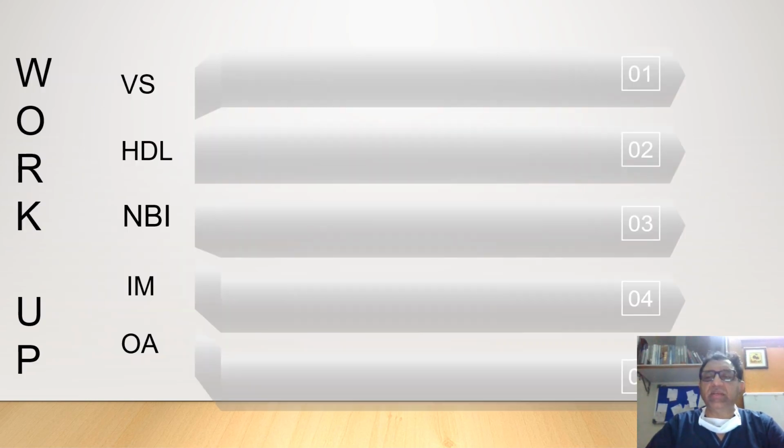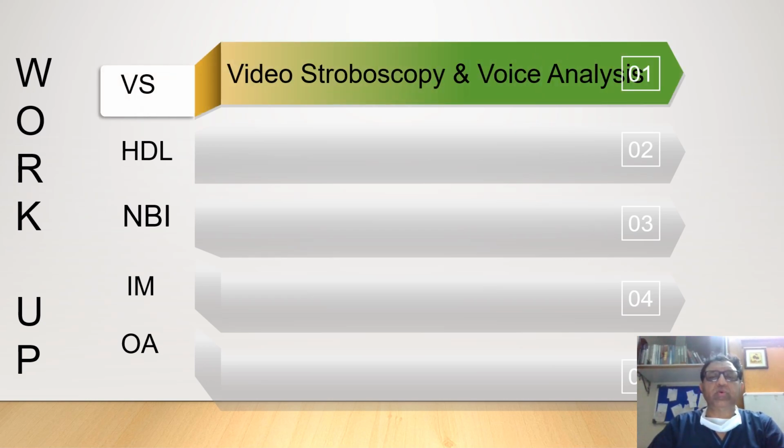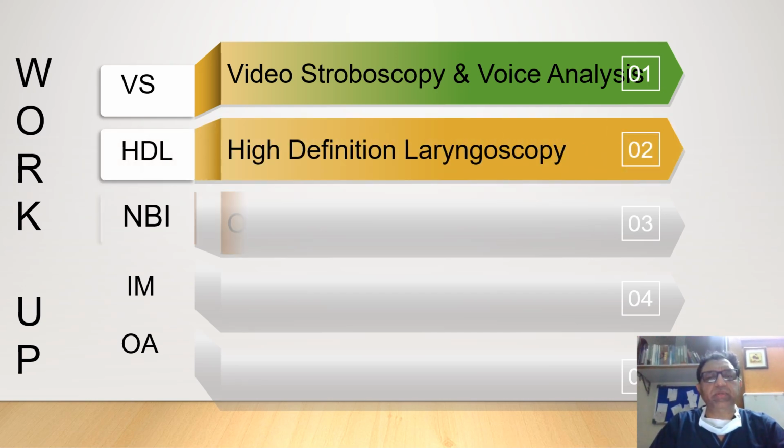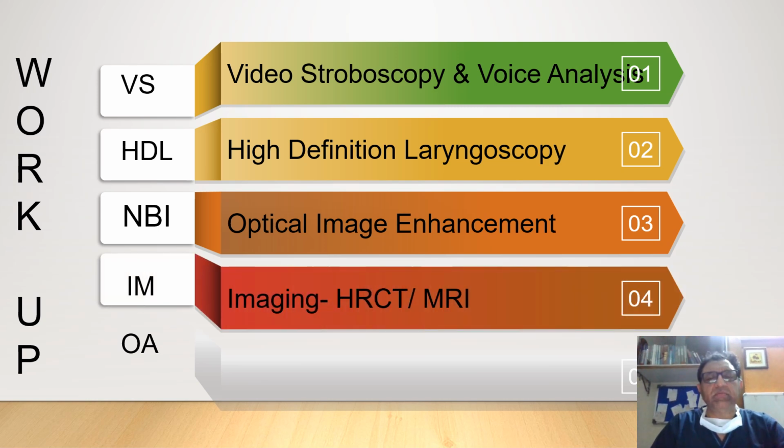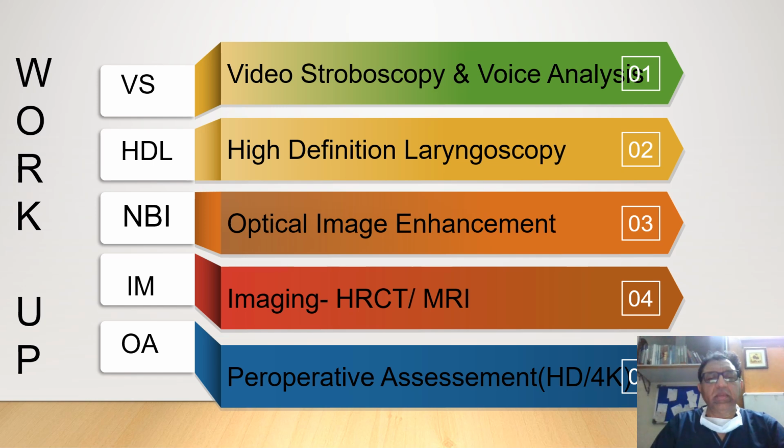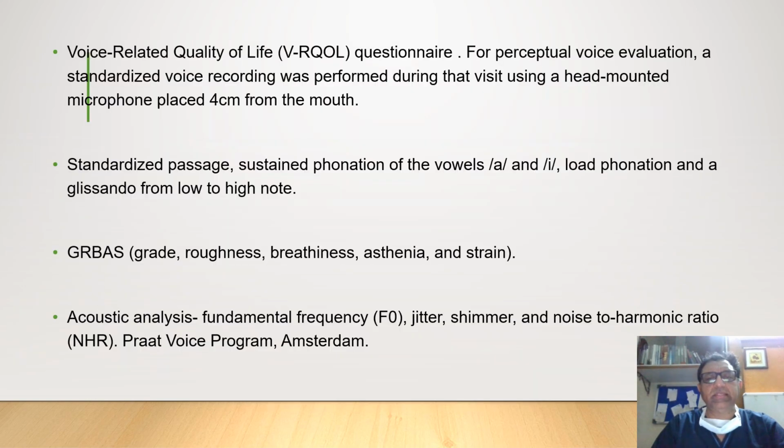So the workup of early laryngeal cancer is, first, video stroboscopy and voice analysis. So video stroboscopy, after that there is high definition laryngoscopy, then optical image enhancement technology like narrowband imaging, then imaging by HRCT or MRI, and per-operative assessment using high definition or 4K imaging.